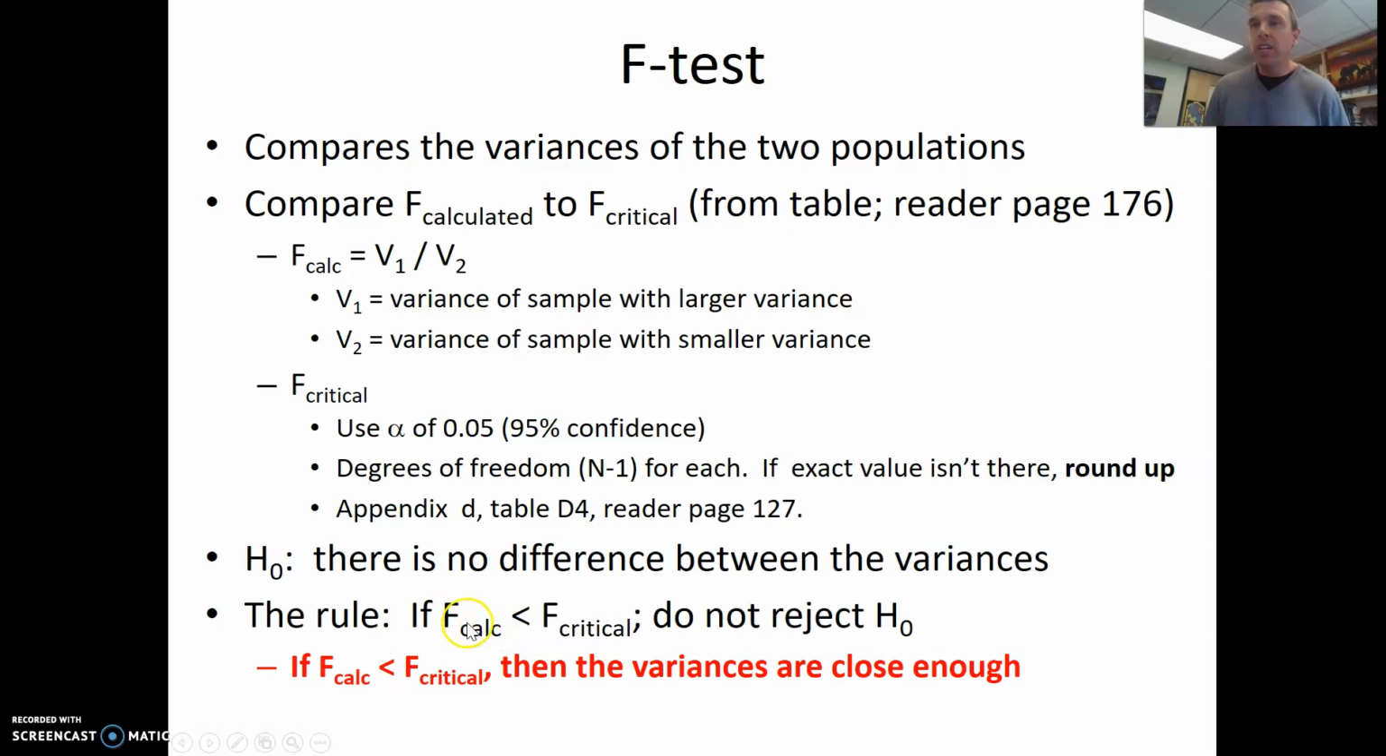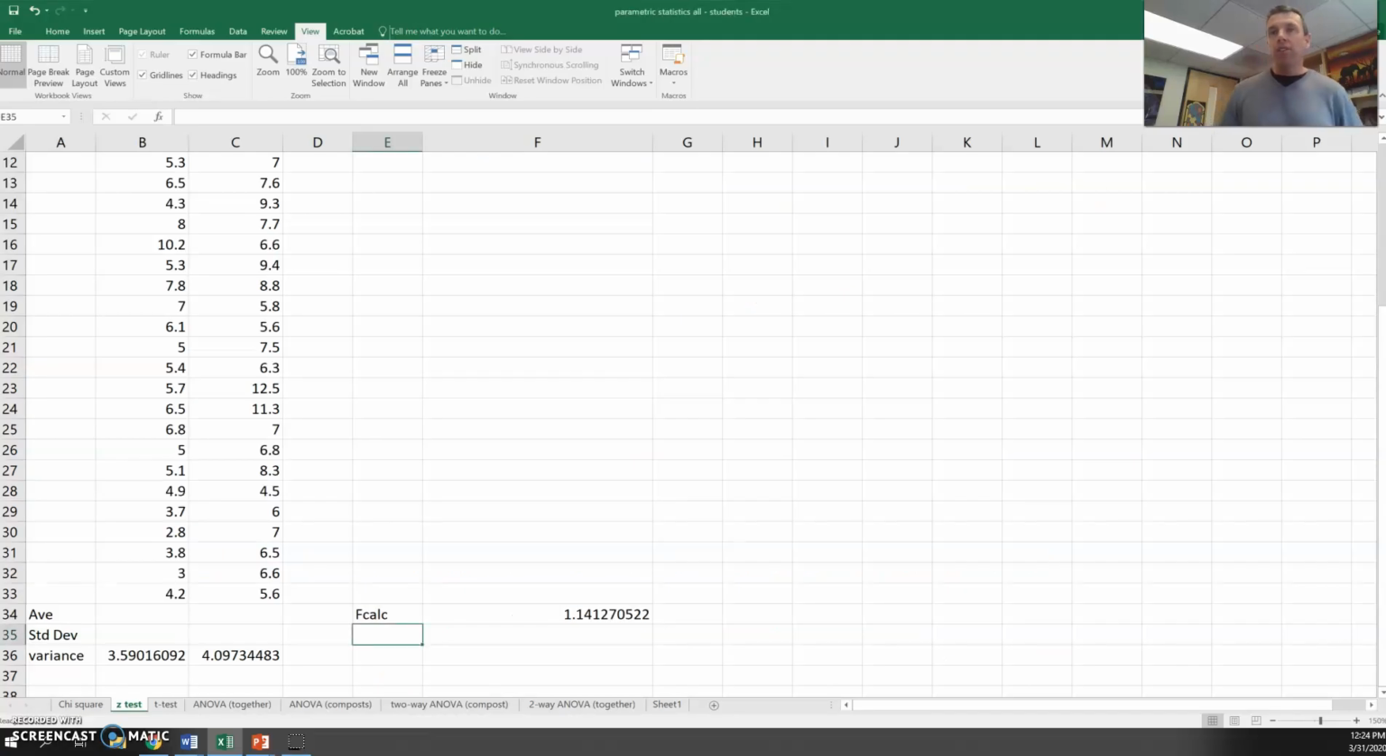And as long as my calculated ratio of the variances, as long as F calculated is less than F critical, I do not reject the null hypothesis. And if I don't reject the null hypothesis, it means that my variances are close enough. Right, so let's go back over here. My F calculated was 1.14, sorry. My F critical was 2.5. Basically, what this means is that this is close enough. My variances are close enough. So if F calc is less than F critical, then variances are close enough.